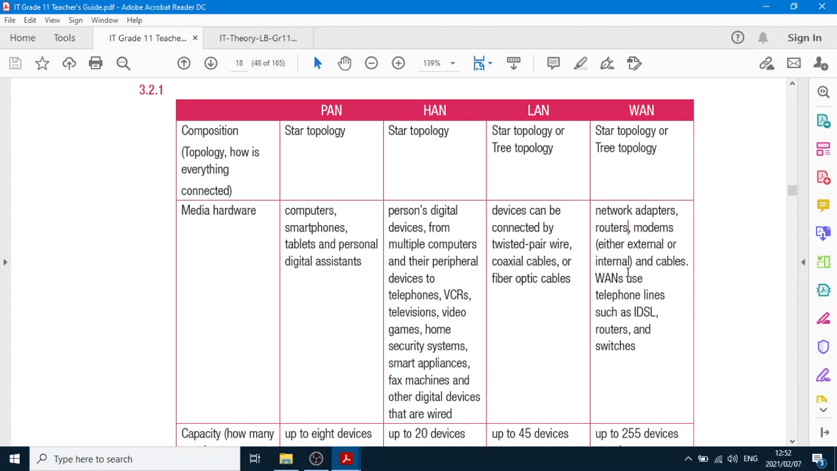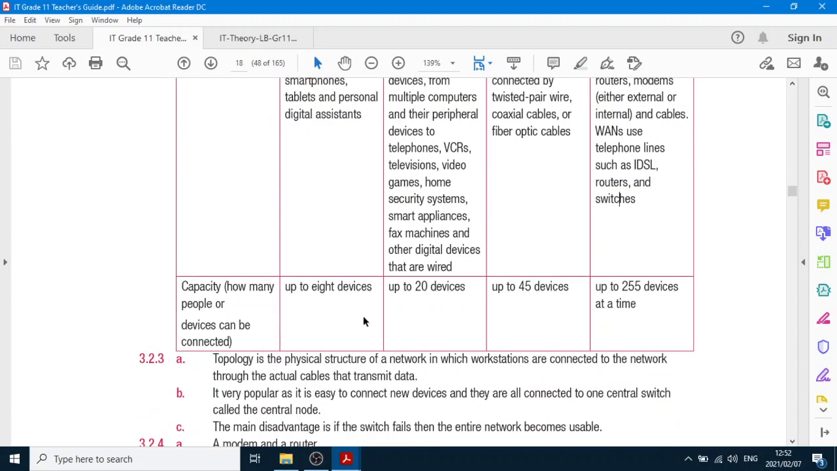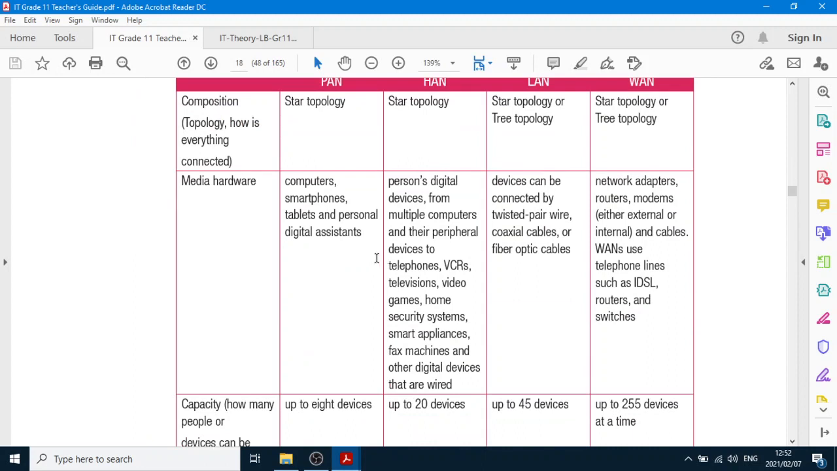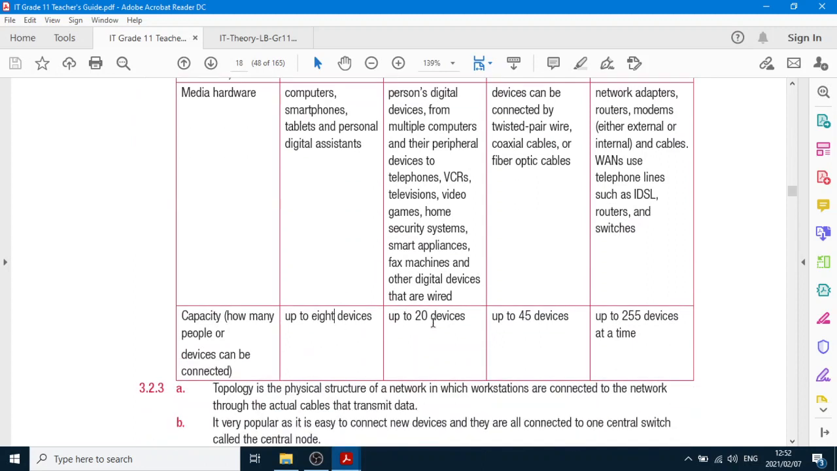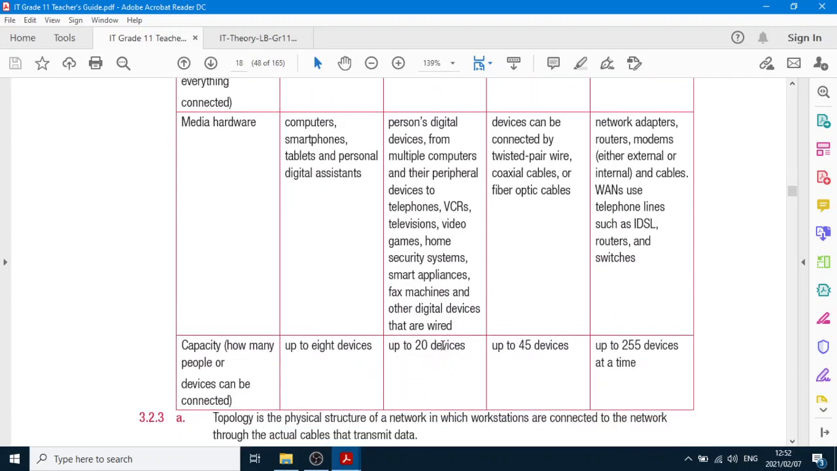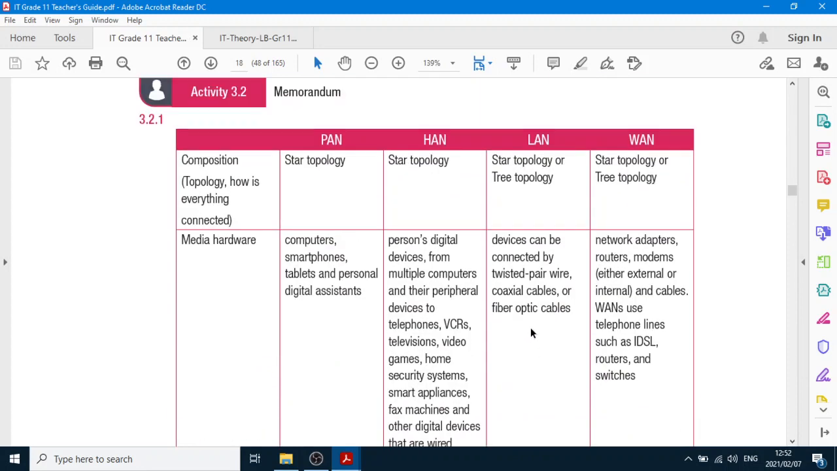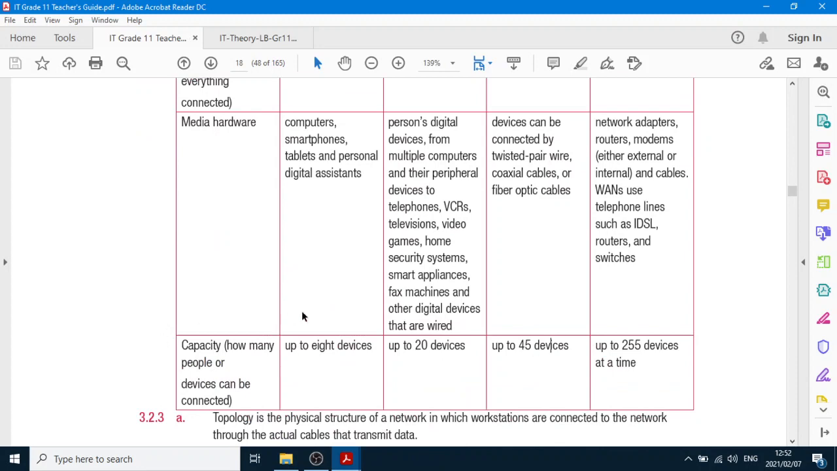A wide area network consists of network adapters, routers, modems, cables, telephone lines, routers and switches, all of those wonderful things. And then they have the capacity for each one for a personal network up to 8 devices. In other words, just you using it and all your things around you. And then the home area network can be 20 devices. A LAN can be up to 45 and a WAN up to 255 at a time.